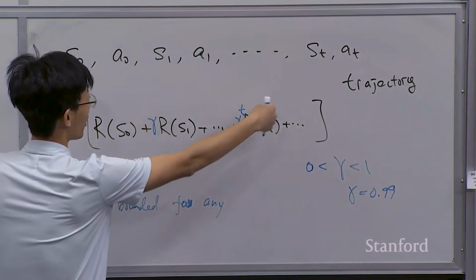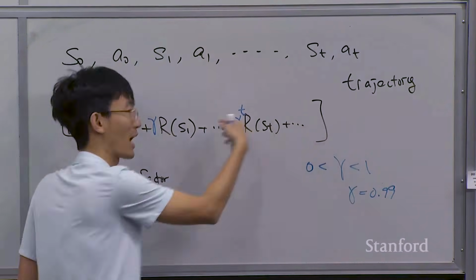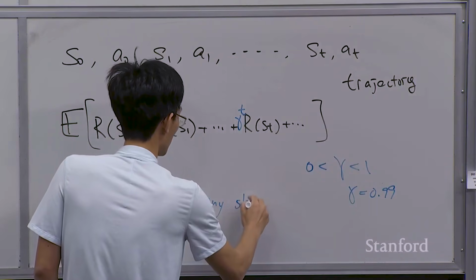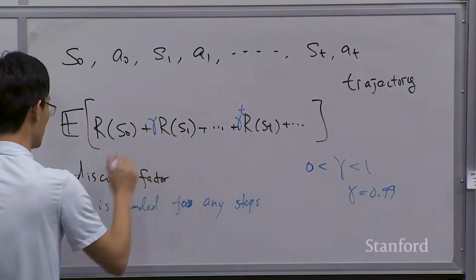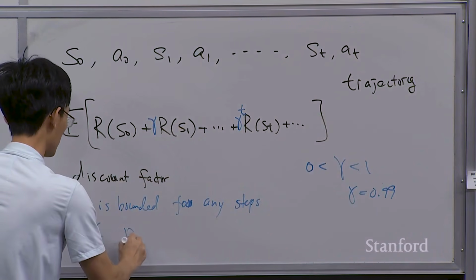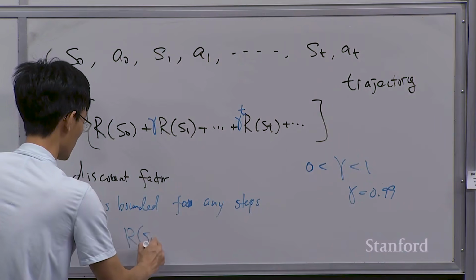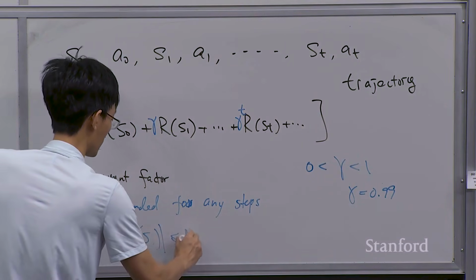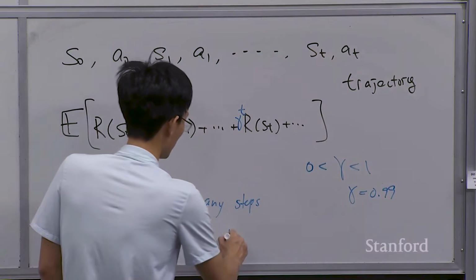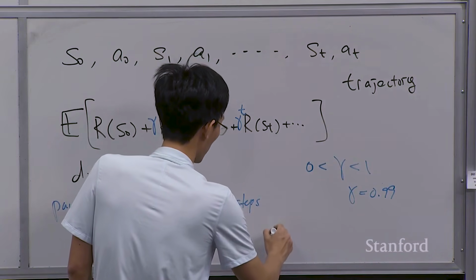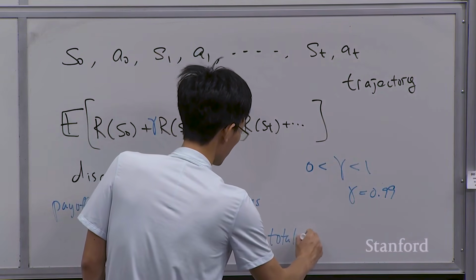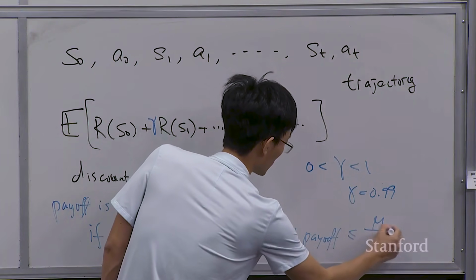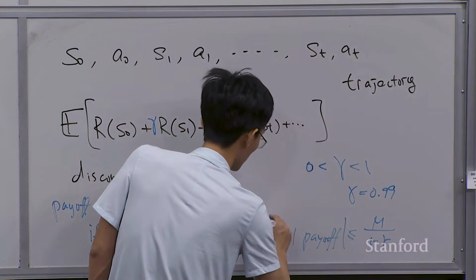Here I didn't really specify how many steps you have, right? I'm indicating that you actually can run it forever. So even if you run it forever, if each of the individual rewards is bounded by, say, some constant m, then the total payoff is bounded by m over 1 minus gamma in absolute value.